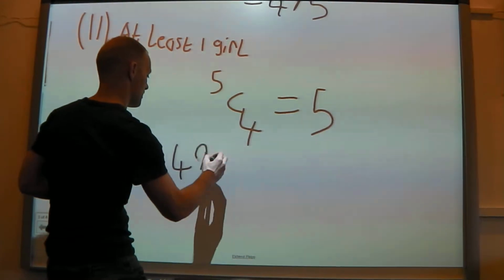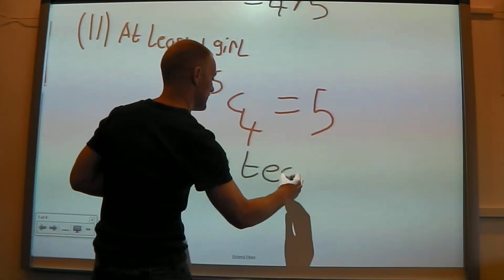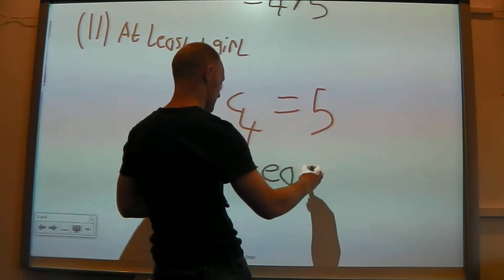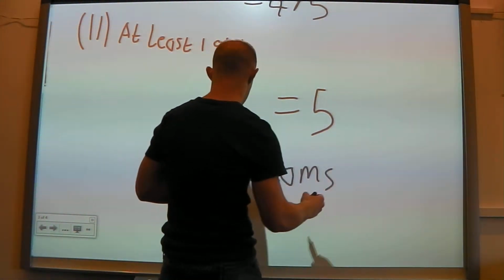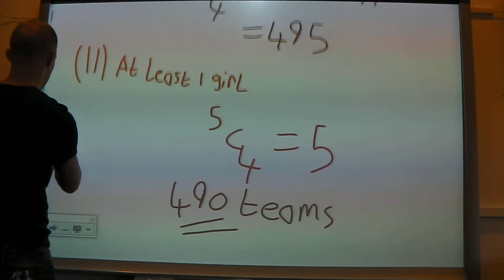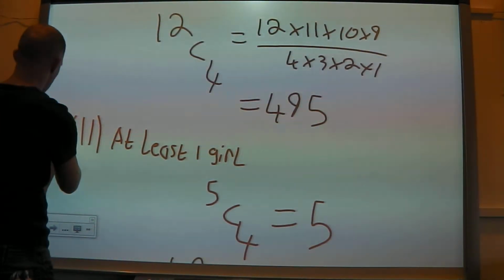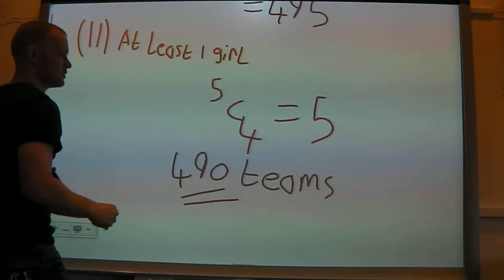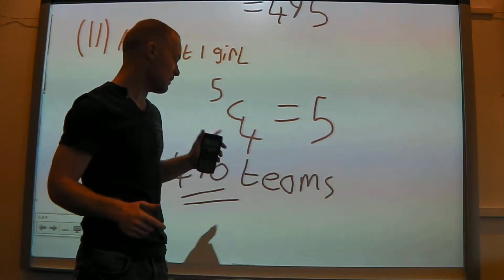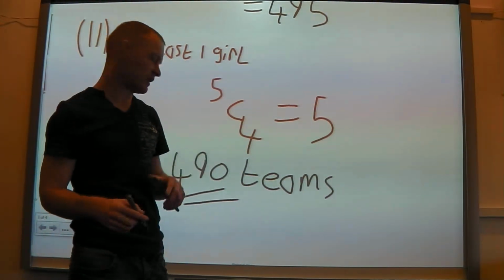That's 490 teams that have at least one girl in them. So you've got 495 teams altogether. Only 5 of those teams are all boys. So the teams that aren't all boys have to have at least one girl. So 495 minus 5, which is equal to 490.